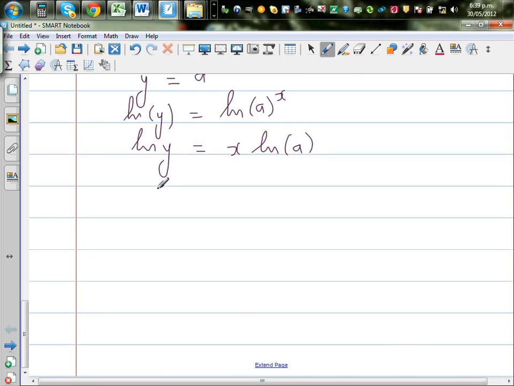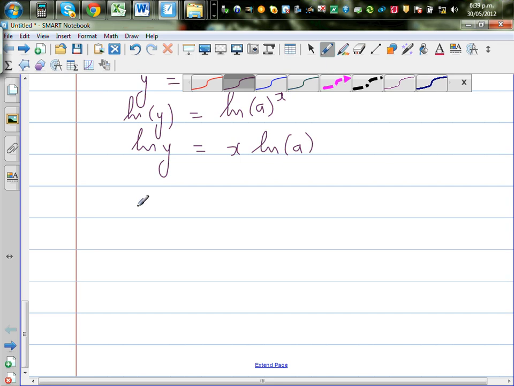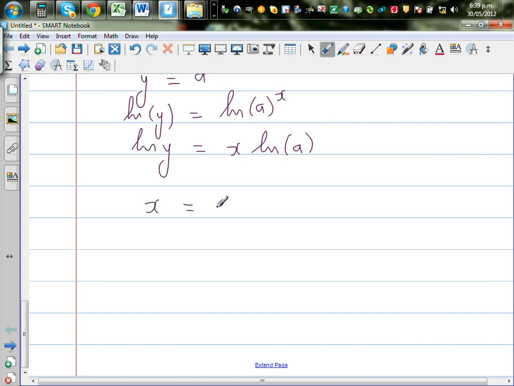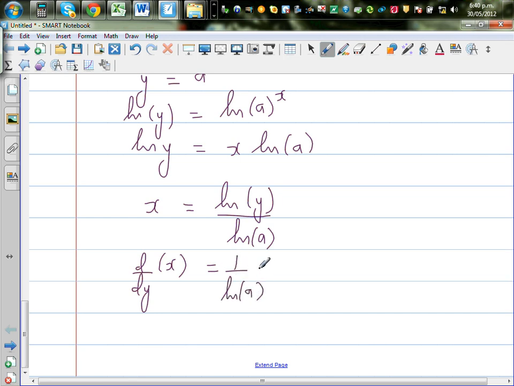So I can say x is equal to, let me take d by dy. Can we write like this? x is equal to natural log of y divided by natural log of a. So I'm going to use the operator d by dy on both sides. d by dy of x is equal to 1 over natural log of a, which is a constant, so I can factor the constant out, times d by dy of natural log of y.